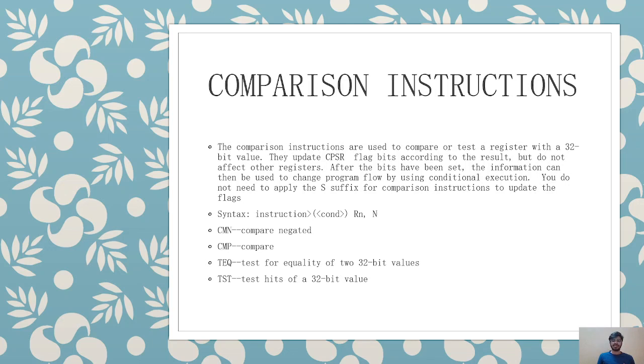We have the syntax as instruction, condition, Rn, comma, N. Then we have some of its functions: CMN refers to compare negated, then CMP as compare, TEQ, which is test for equality of two 32-bit values. Then we have TST, test bits of a 32-bit value.